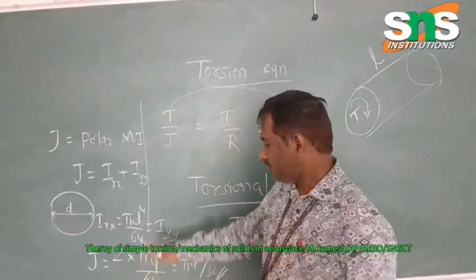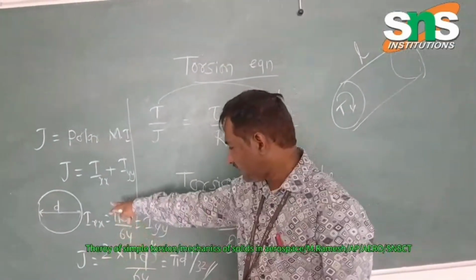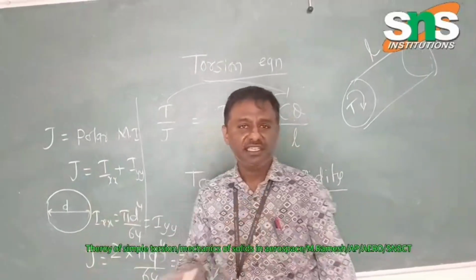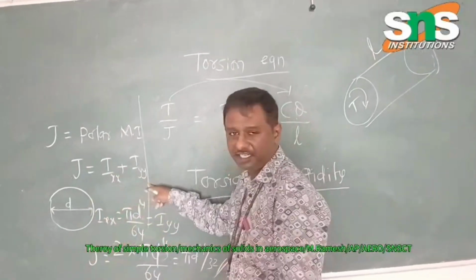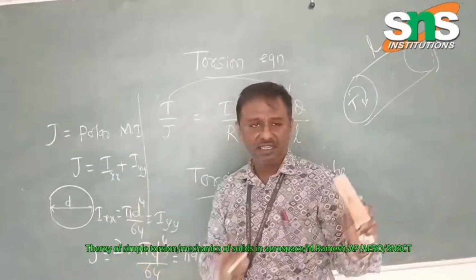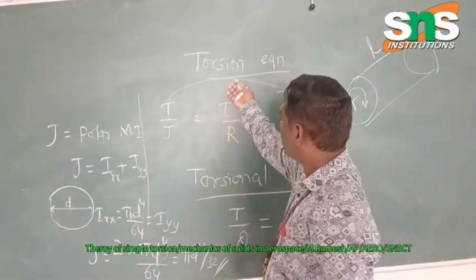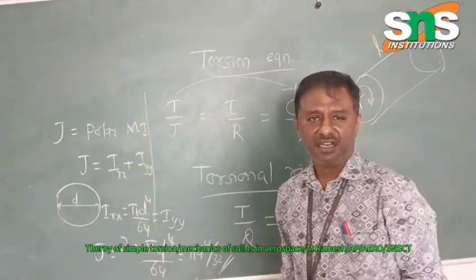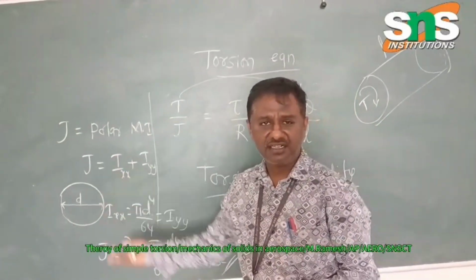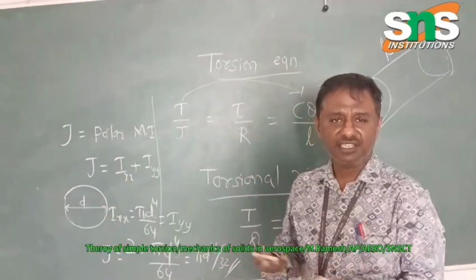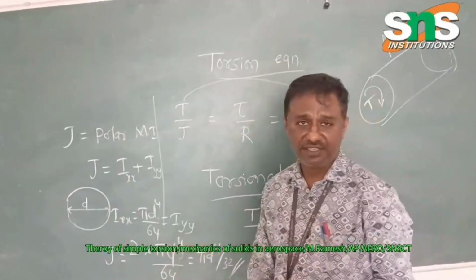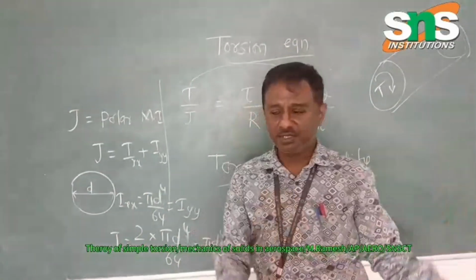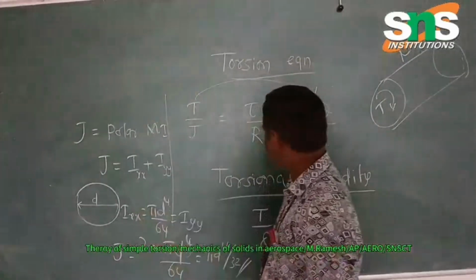But don't worry about it. The polar moment of inertia comes for all cross sections, just like the moment of inertia. But according to the torsion equation, it comes only for the circle. We can go for a right triangle or rectangle or any regular object and find the polar moment of inertia. Here we are going to find the polar moment of inertia for a circular object only. Okay. So this is the polar moment of inertia.